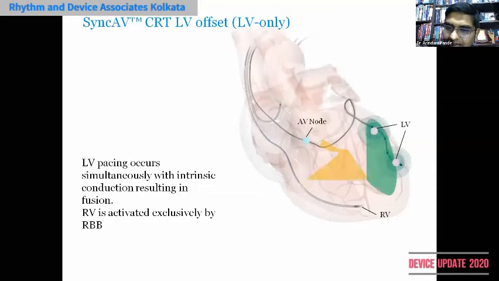So RV is totally excluded, because we know chronic RV pacing many a time is not good. It is not beneficial for the patient. It can give rise to multiple complications in the long run. So in this slide, a multi-point pacing, 2 points from the LV side and the natural intrinsic conduction is creating a very good fusion, and by that we can actually create a very narrow QRS.